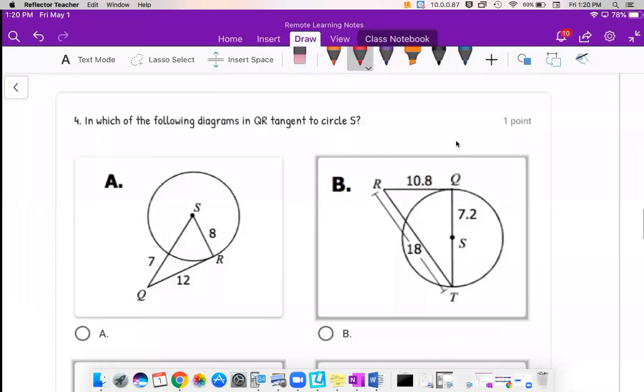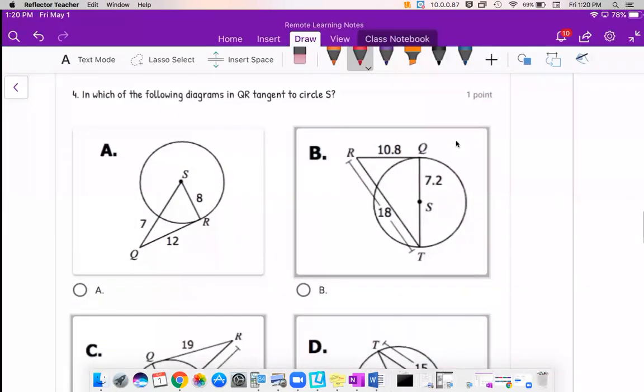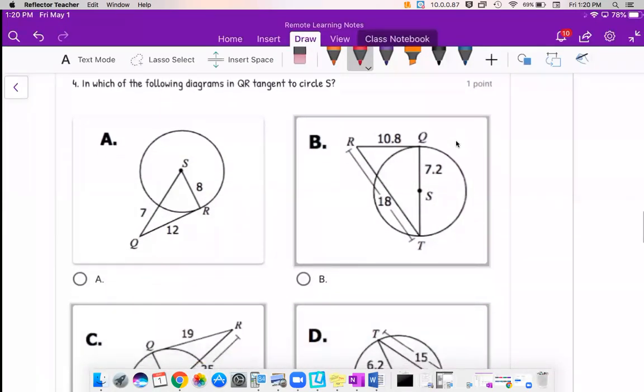Awesome. Question number 4. It says, which of the following makes QR tangent to circle S? So you're trying to figure out if this angle is a 90-degree angle. So do the Pythagorean theorem. So in this first one, I'm going to see if 12 squared plus 8 squared equals, so question mark, because we don't know. And then this one's kind of mean.